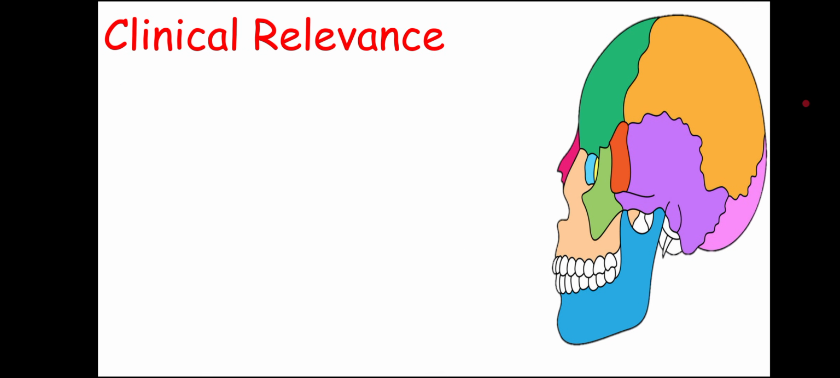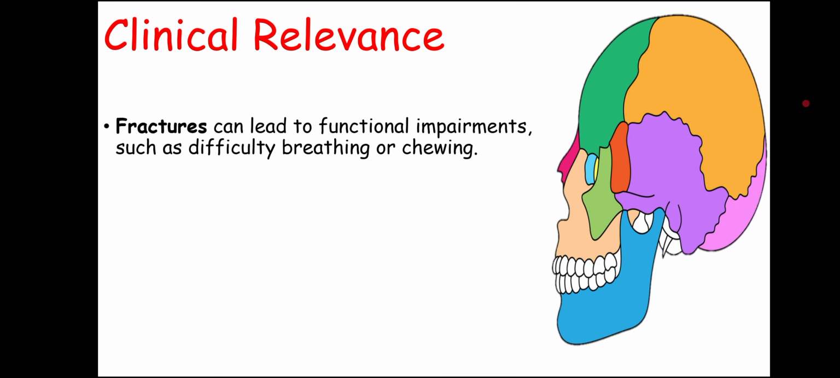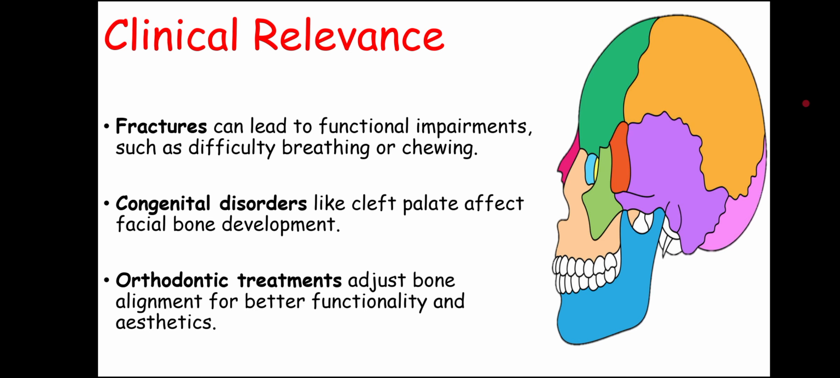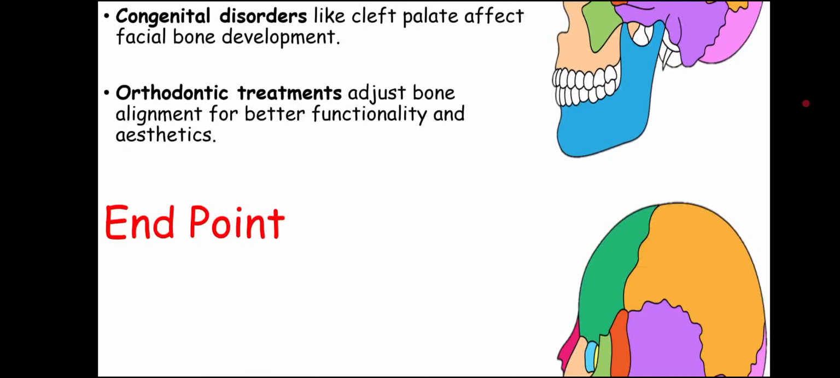Now let's talk about the clinical relevance. The first clinical relevance we have is fractures, as fractures can lead to functional impairments such as difficulty breathing or chewing. The next clinical significance is congenital disorders like cleft palate that may affect facial bone development. Next, we have orthodontic treatment that adjusts bone alignment for better functionality and aesthetics.